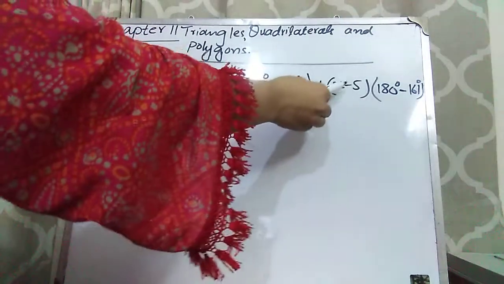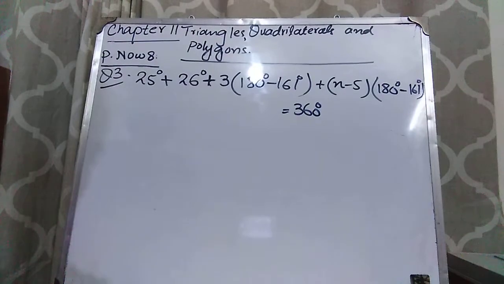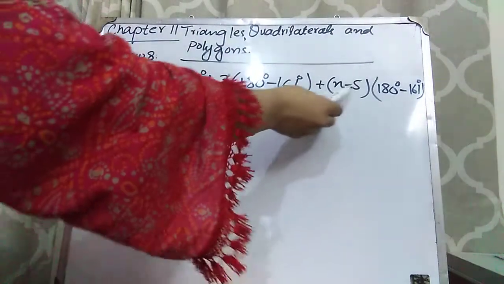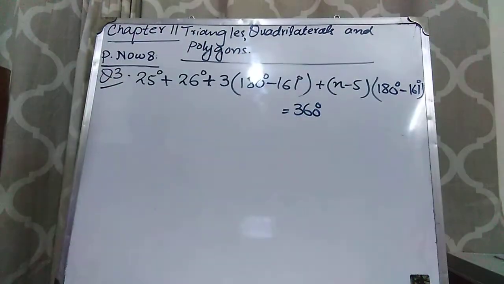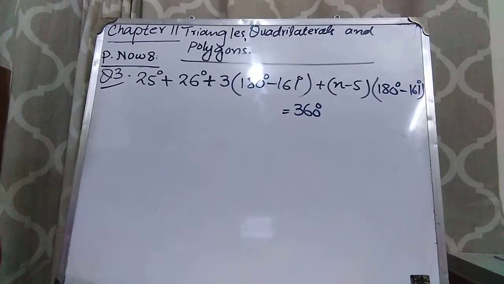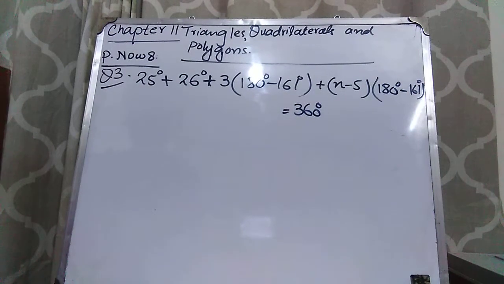You have to subtract 5 from the total sides, and total sides are n. So you subtract 5 from n. Then you will get n minus 5. And these are the interior angles. You will convert them into exterior angles. Okay, and all exterior angles are equal to 360 degrees. Now you have to find out the value of n. So what you will do is you will just solve it.